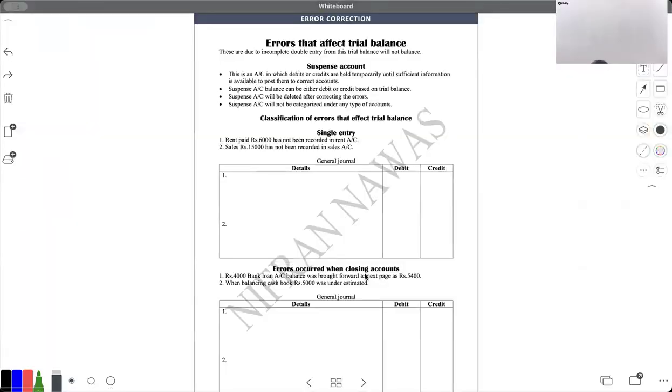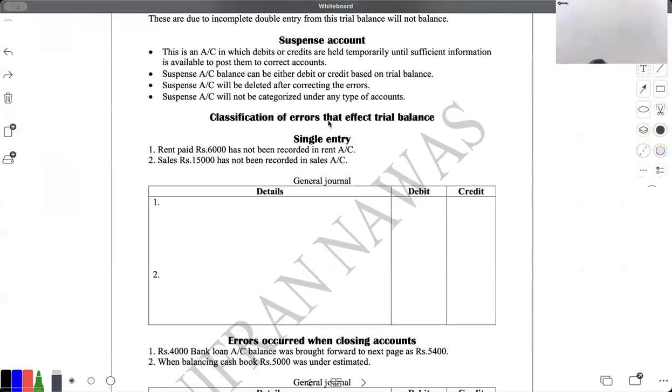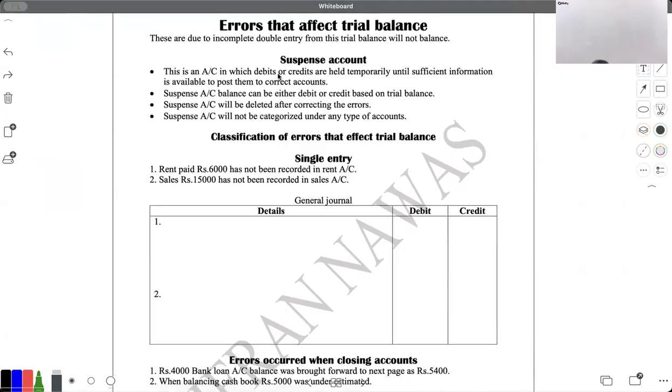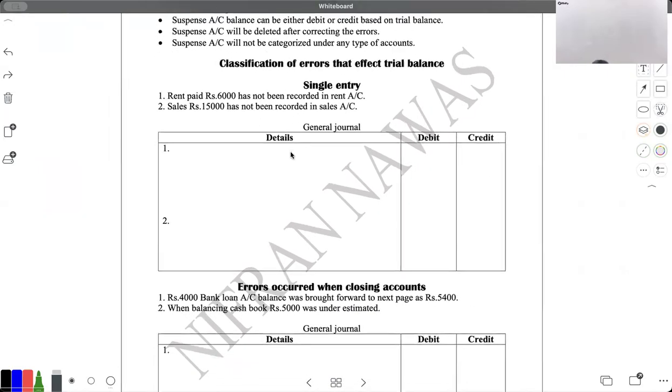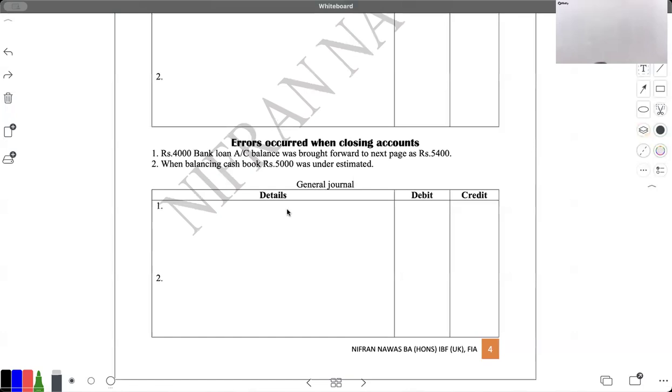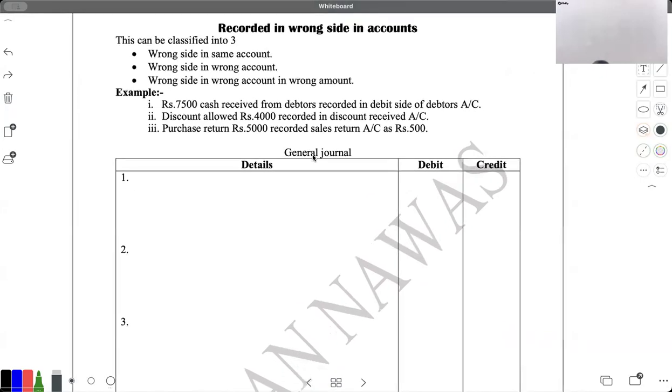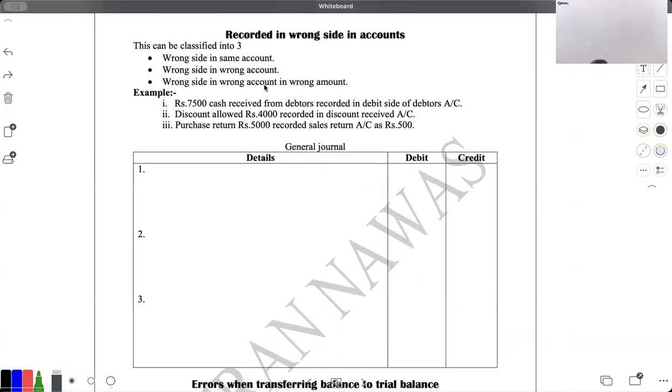And fortunately, we did have time to complete the errors that affect the trial balance as well. In that, we learned a specific tangent called the suspense account, and we completed the single entry. We didn't complete the errors occurred when closing account. I told you to skip it. And then finally, as a last adjustment, we looked at the errors that might take place due to the recording of a transaction in the wrong side.